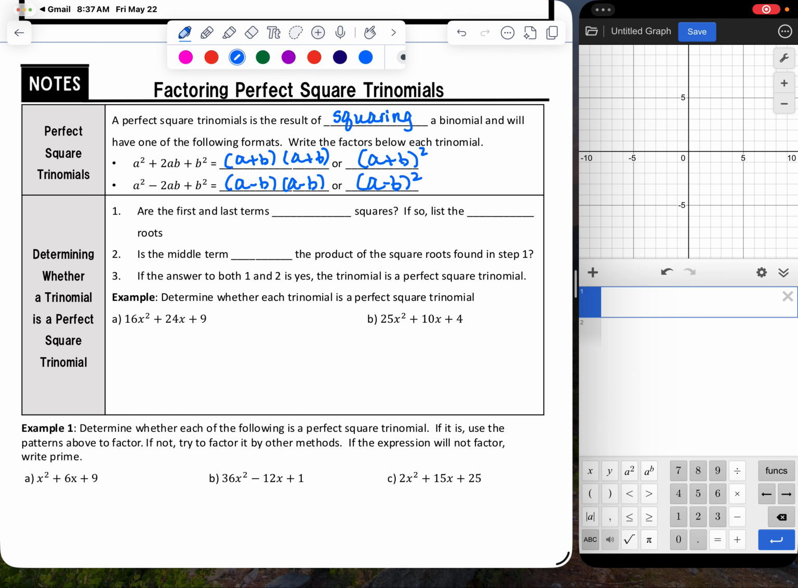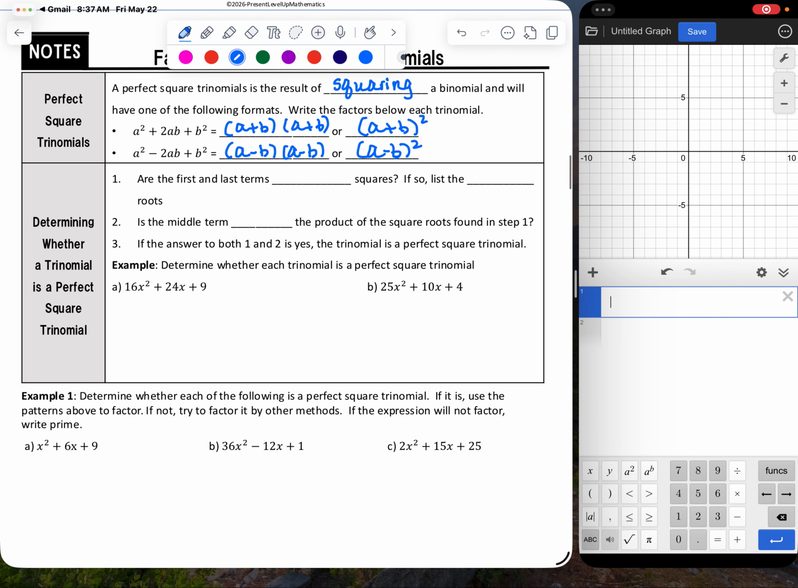Now, when you're looking at a trinomial, it's very important that you can tell if it's a perfect square trinomial, because if you can determine that a trinomial is a perfect square trinomial, you will save yourself a lot of time when you're trying to factor it. So, how to determine whether a trinomial is a perfect square trinomial?